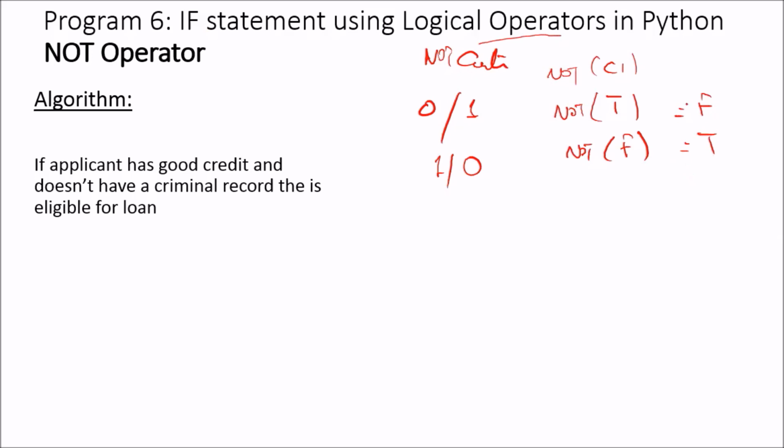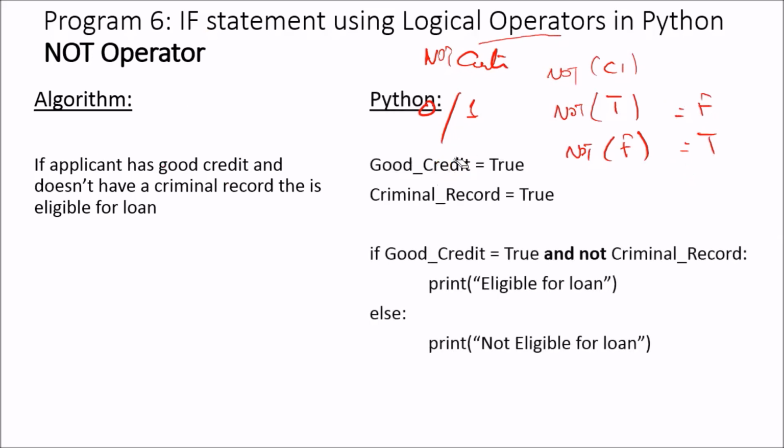It is actually the inverse of it. So with the same example, good credit, if you go with it, what will happen? My good credit is true. My criminal record is true. If I convert this criminal record, which is true, and write the NOT operator at first, it will become false, right? So this condition is separate, this condition is separate, and for that you have to write a NOT operator.